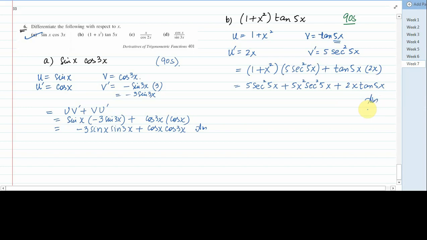Alright, so I hope that you got the same answer, and you cannot simplify it further. So leave your answer in the same form, as we cannot simplify it. So that is your second part.